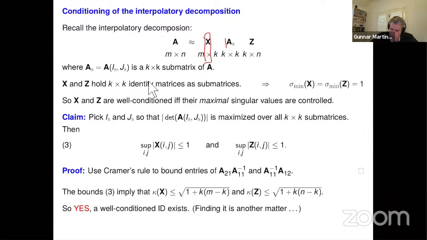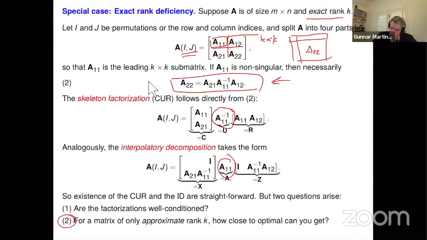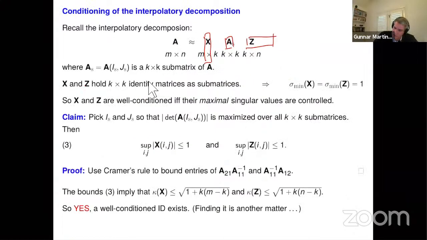Okay. So you have something like this, and the middle matrix there is the submatrix of A. Now, if you recall, in a factorization of this type, we want X and Z to hold K by K identity matrices as submatrices. You see, that's here and here. And that, of course, means that the smallest singular values of X and Z are necessarily going to be one.